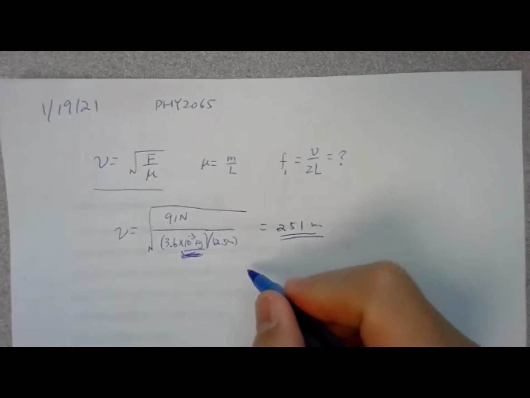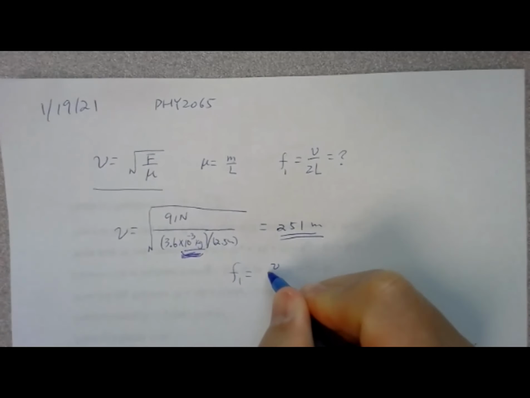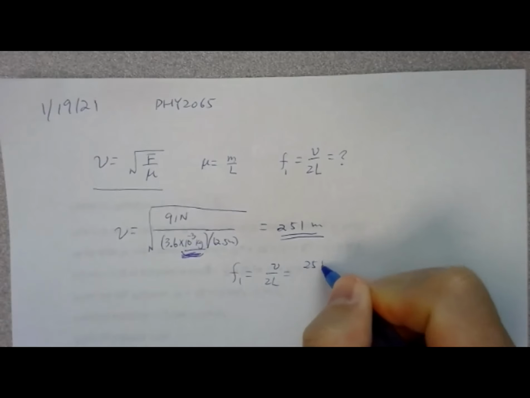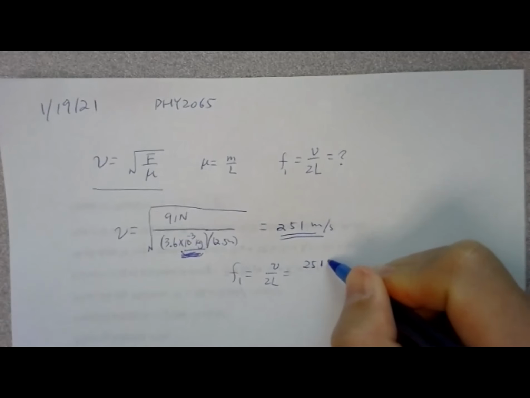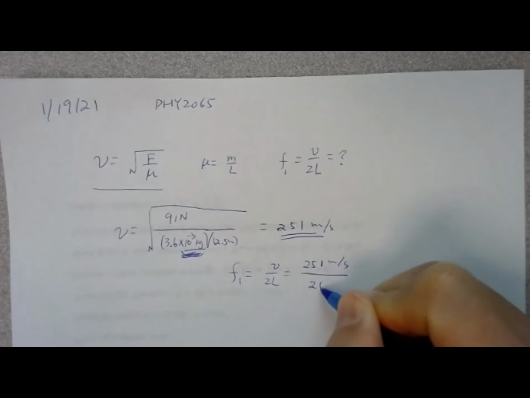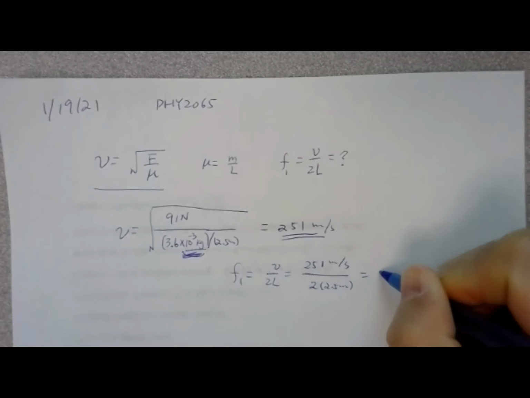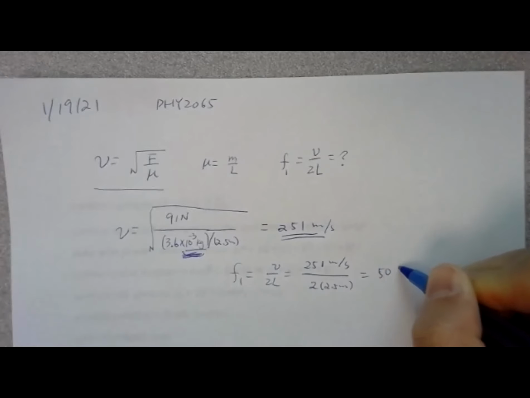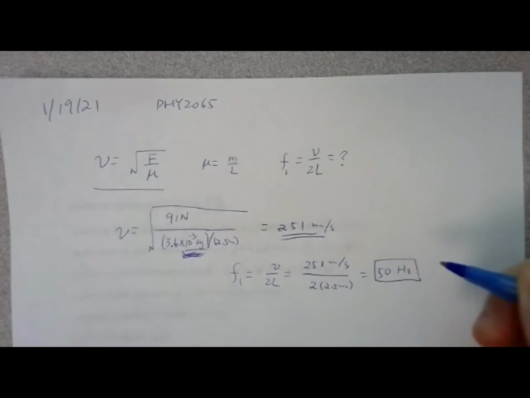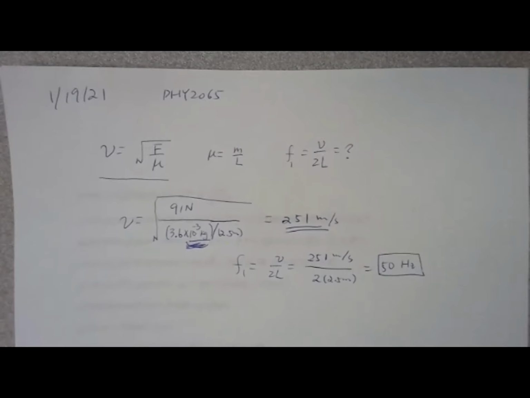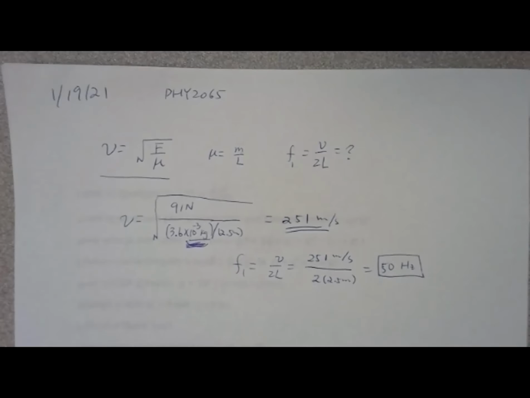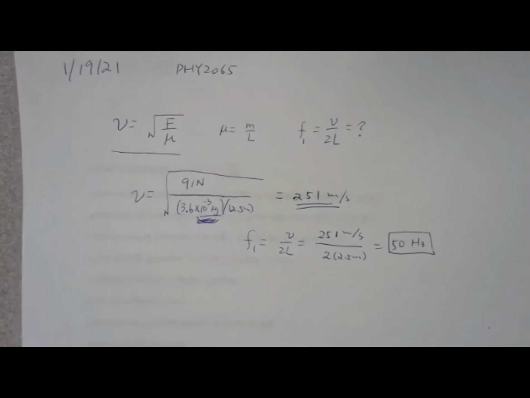So once you have that, the fundamental frequency is just V divided by 2L, okay? So 251 meters per second divided by 2 times 2.5 meters, okay? That will give you roughly 50 hertz, okay? All right, so if you get about 50 hertz, you are right. If you get about 1.69, then you probably didn't convert the grams to kilograms right, okay? Let me know if you have questions about this one.